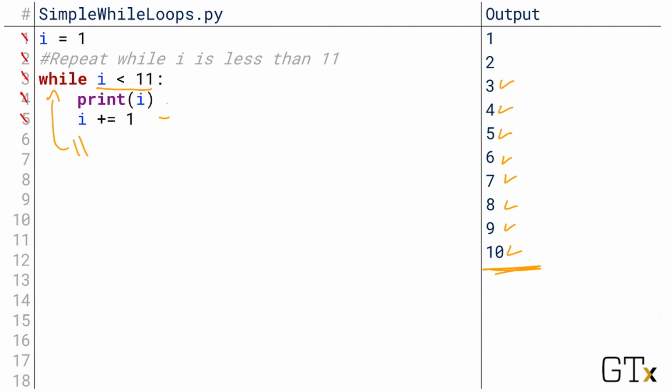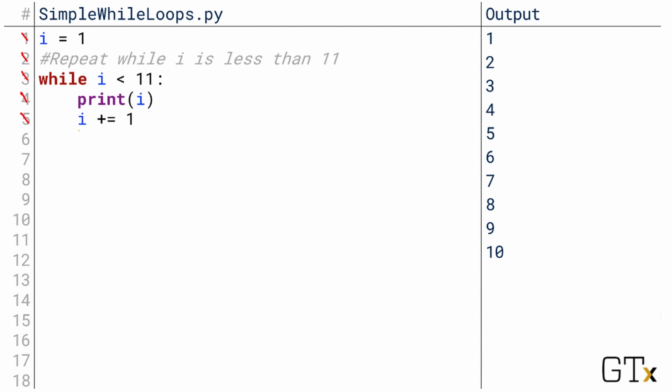Notice that we're incrementing I after we print it. If we incremented it first, we would instead see 2, 3, 4, 5, all the way to 11 instead of 1 through 10. That's because it checks this condition at the end of the body of the loop, not after every single line. Notice how similar this is to our for loops.